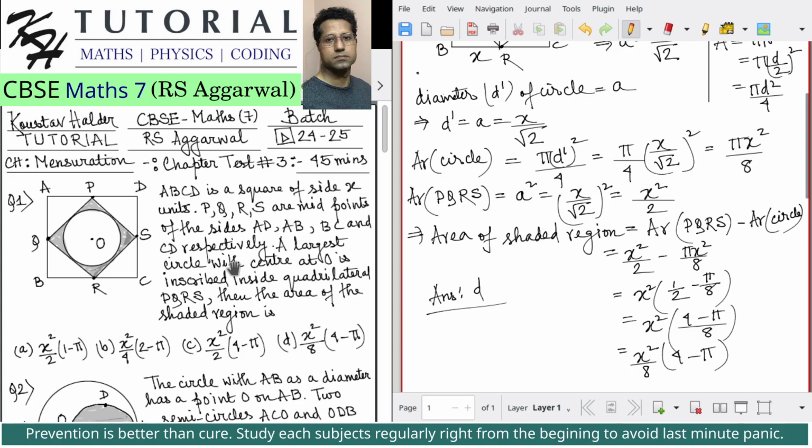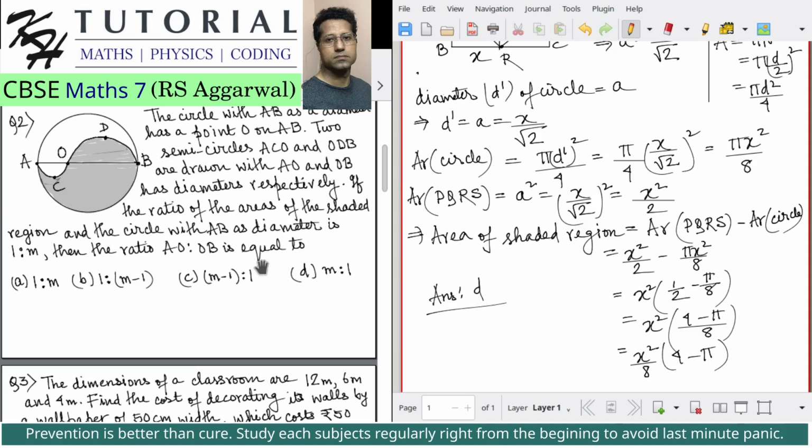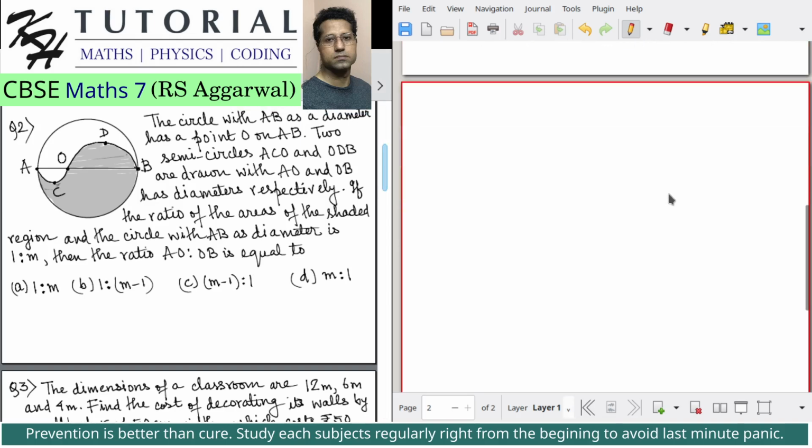Okay, let's do problem number 2. So we have a figure. The circle with AB as diameter has a point O on AB. Two semicircles ACO and ODB are drawn with AO and OB as diameters respectively. If the ratio of the areas of the shaded region and the circle with AB as diameter is 1:m, then the ratio AO is to OB is equal to.